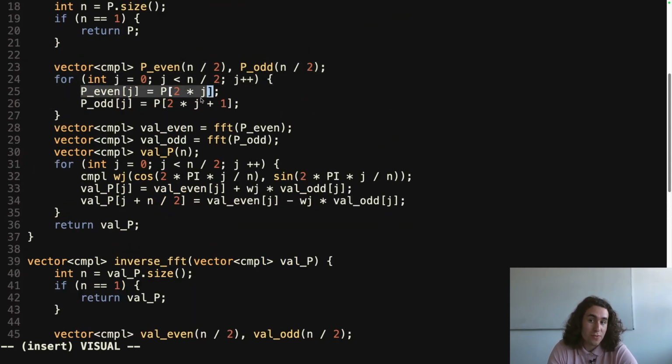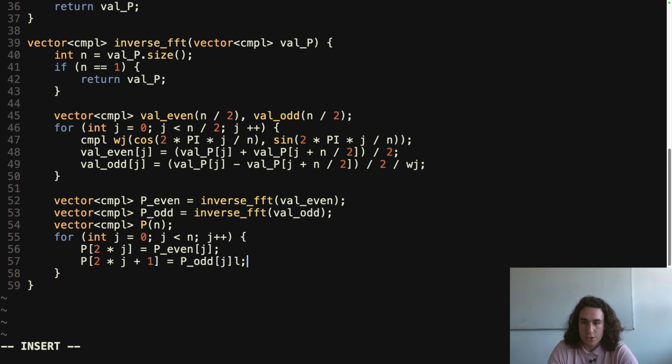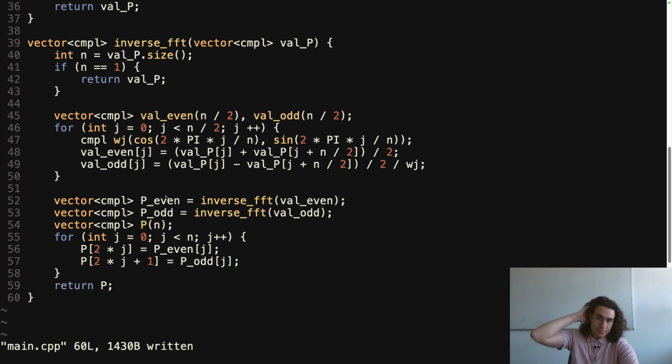Again, we're just undoing everything that's done here, right? I put the values of p into p even and p odd. Now I put them back. So p of 2 times j is p even j, and p of 2 times j plus 1 is p odd of j. And now we return p. Good. Now we have our inverse FFT. Obviously, it also works in n log n time.